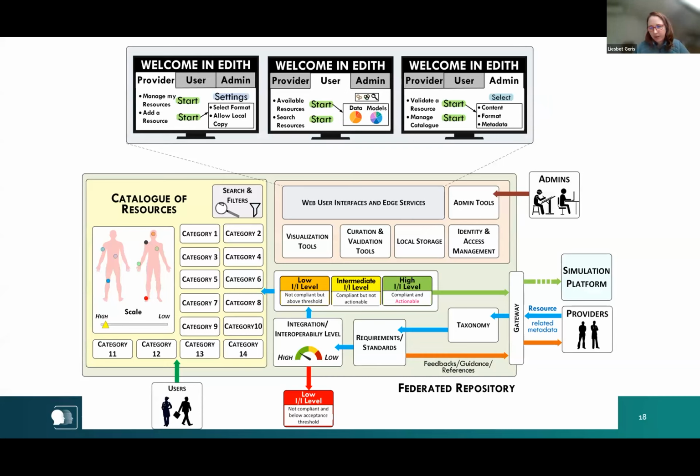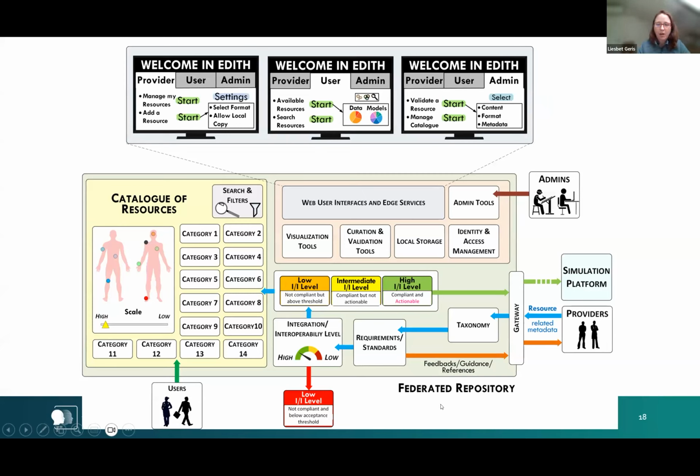If you look at the bottom right in the greenish part, there is the part for providers. If I want to upload something, what is the taxonomy that I need to use? What is the information that I need to provide? How is this assessed? What are the standards, the requirements? So all of this is being tested. We have the admin part, but of course the identity access management, the curation, the validation tools. And again, Peter mentioned already quite a lot of this.